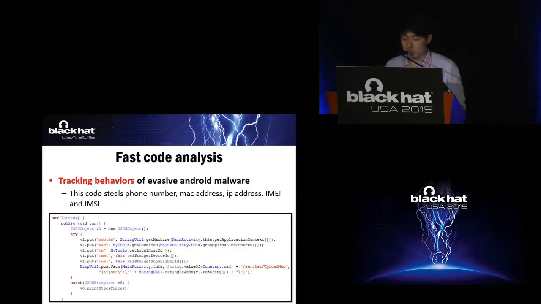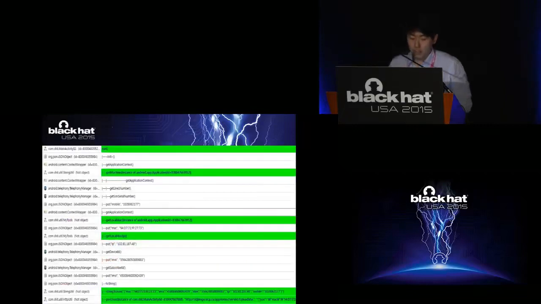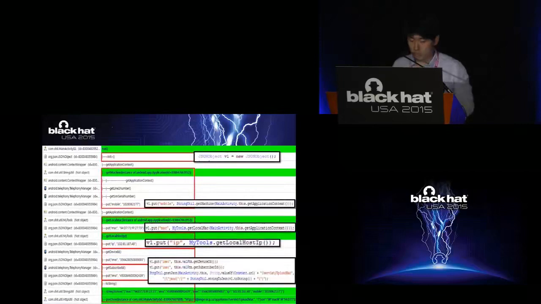that was discovered in South Korea. This code steals user-sensitive information such as phone number, MAC address, and IP address, and it sends this information to the hacker server to inform of infection. If you see this snippet, first it creates a Java object and puts collected information into a JSON object with the put method. This slide shows the analyzed log of the snippet. As you can see, all code flow is the same as the code in the previous slide. So you can analyze code very fast. As you can see, it is the same.